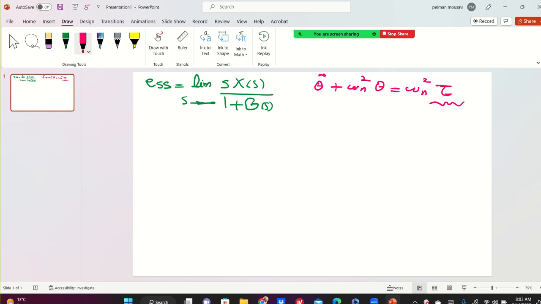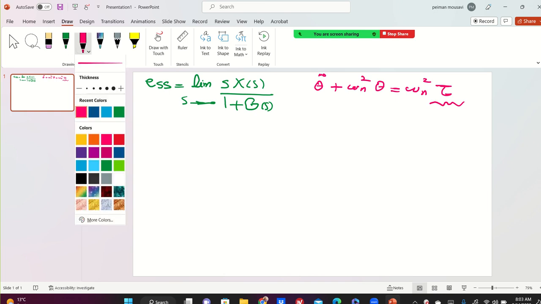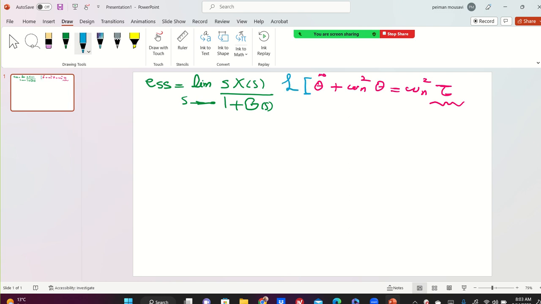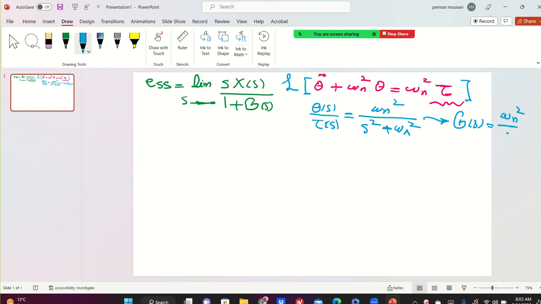Okay, suppose that there is no controller. We applied the Laplace transform from the previous class, if you remember, and we got the output over input, theta over tau of s, the closed loop transfer function, which was omega n squared over s squared plus omega n squared. And we found from here that the open loop transfer function G of s was omega n squared over s squared.